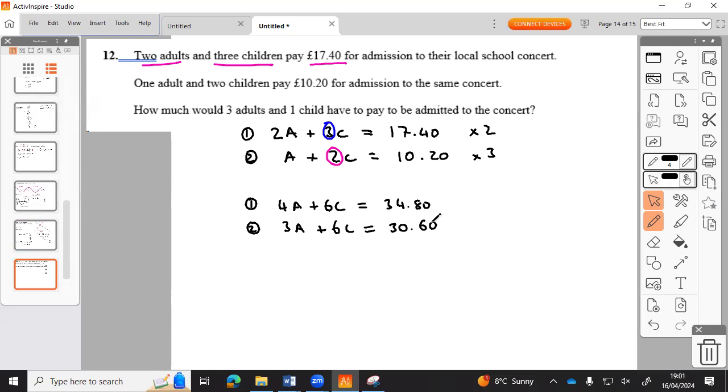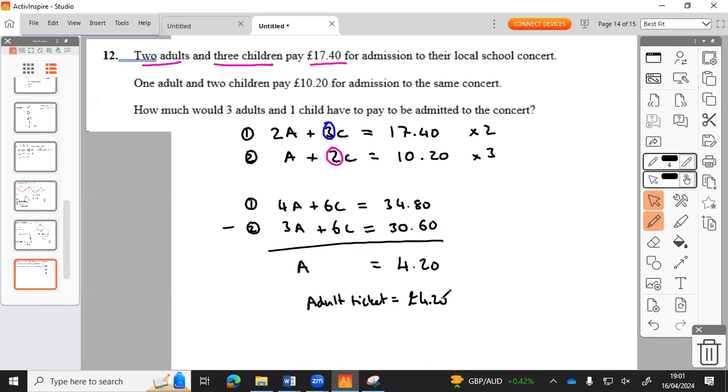So far so good. And then to eliminate the second term, I'm going to subtract the bottom from the top. So it's going to be 4a minus 3a, which gives me a. The 6c minus 6c is going to eliminate each other. And I'm going to have £34.80 minus £30.60 to get £4.20. So an adult ticket is £4.20. All right, we don't need to do any more substitution there.